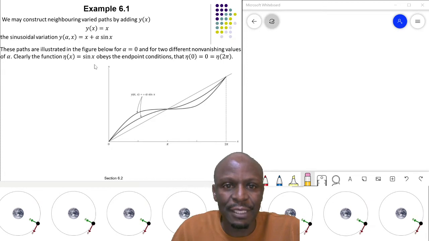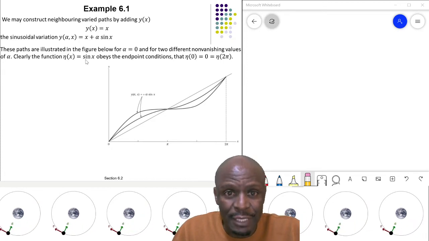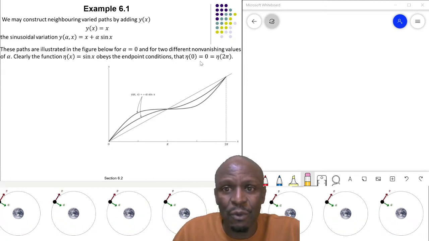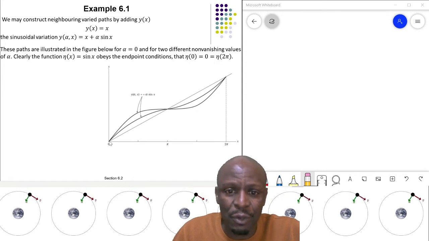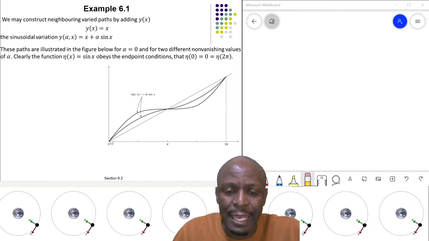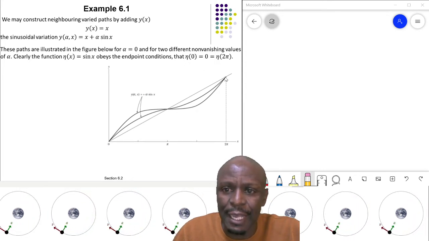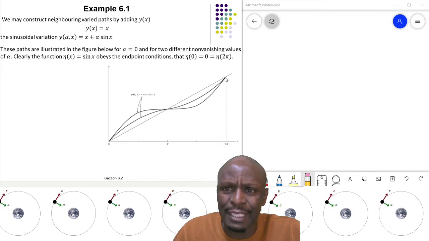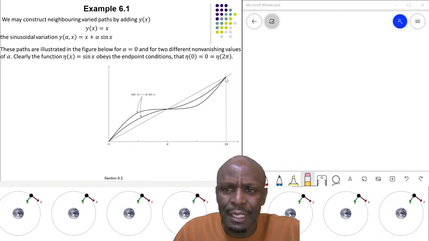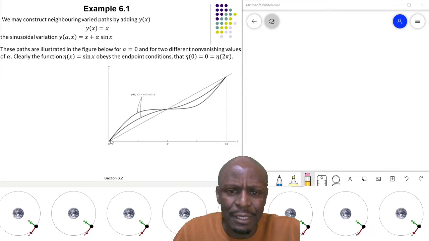Clearly, the function eta of x is equal to sine x obeys the endpoint condition, because eta at x equal to 0 and eta at x equal to 2 pi is just 0, because these are just the endpoints.